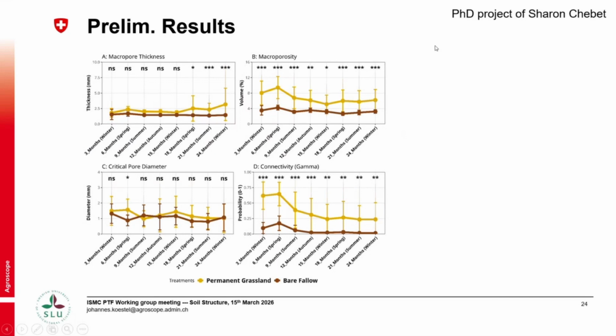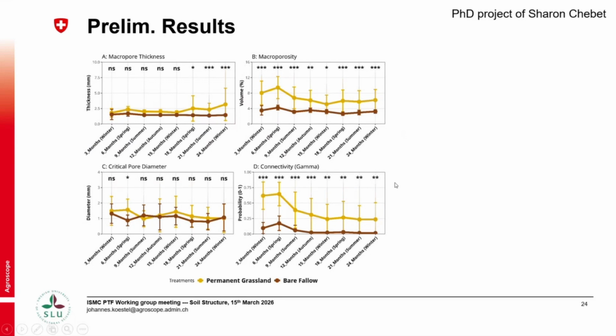In terms of macroporosity, you see a clear difference between grassland soil and bare fallow. And what is very striking is again that the variability in macroporosity between the columns is much larger in the presence of more biological activity, so in the grassland, than in the bare fallow, where you have relatively little variance in the macroporosity.